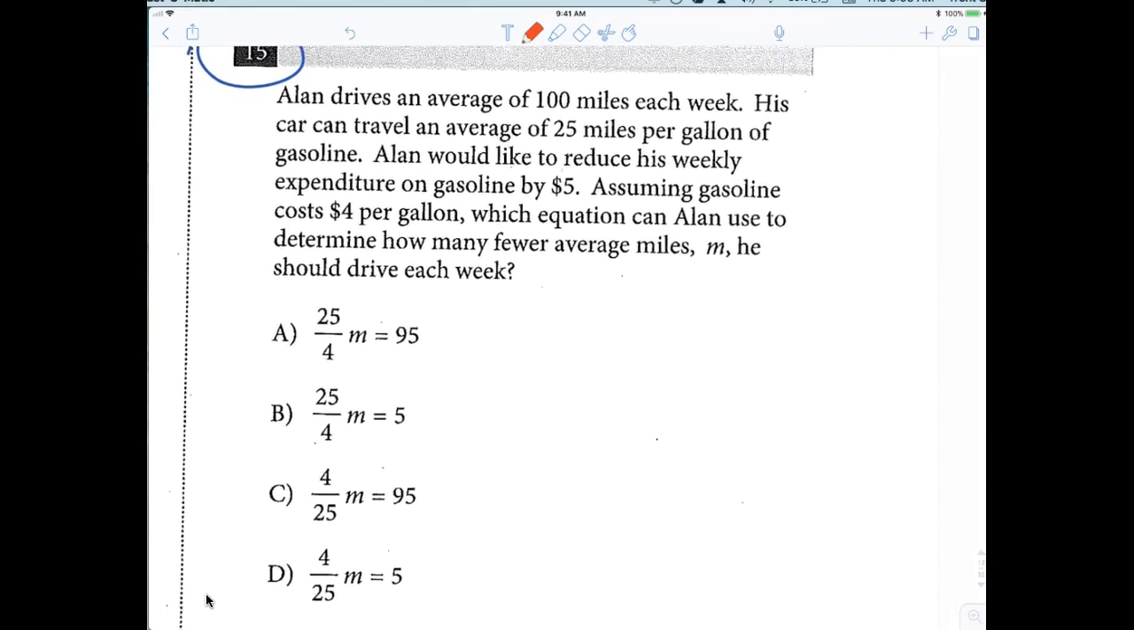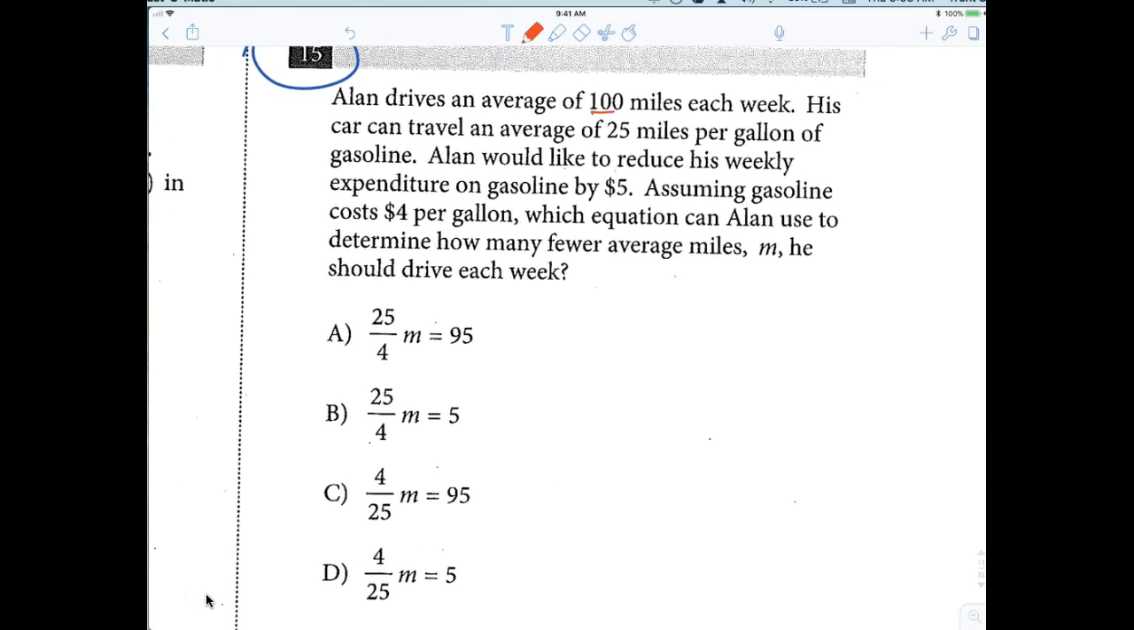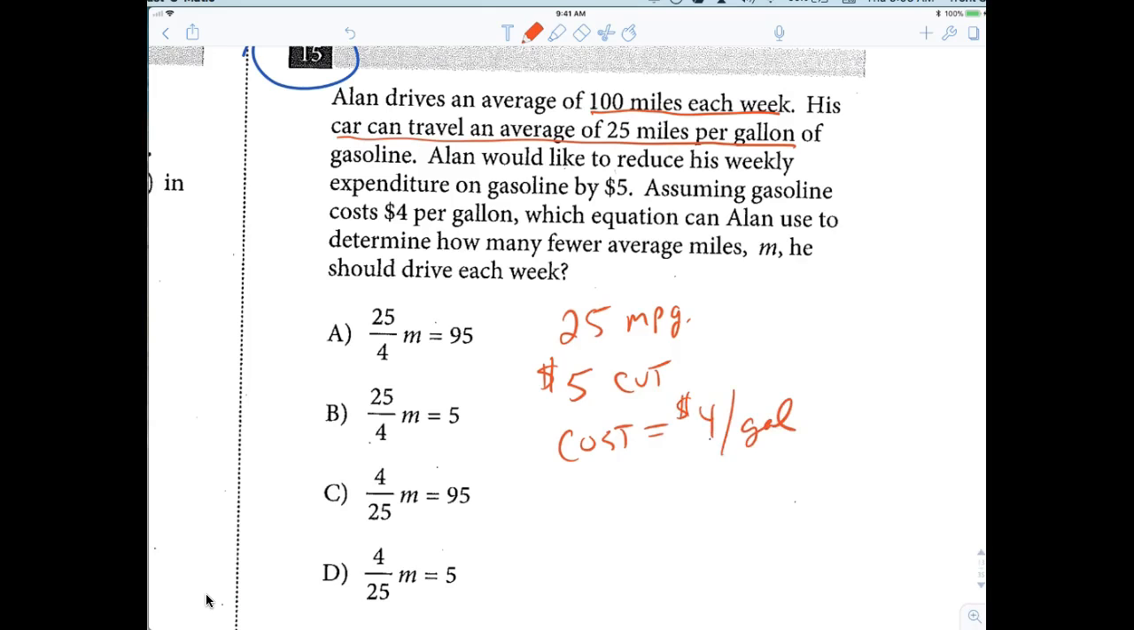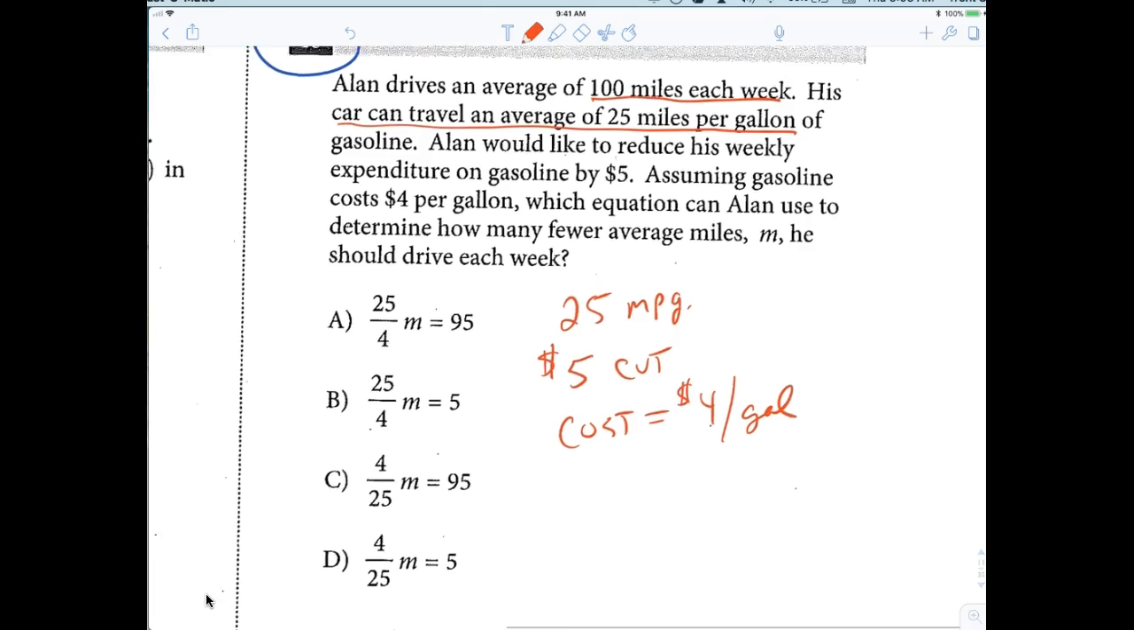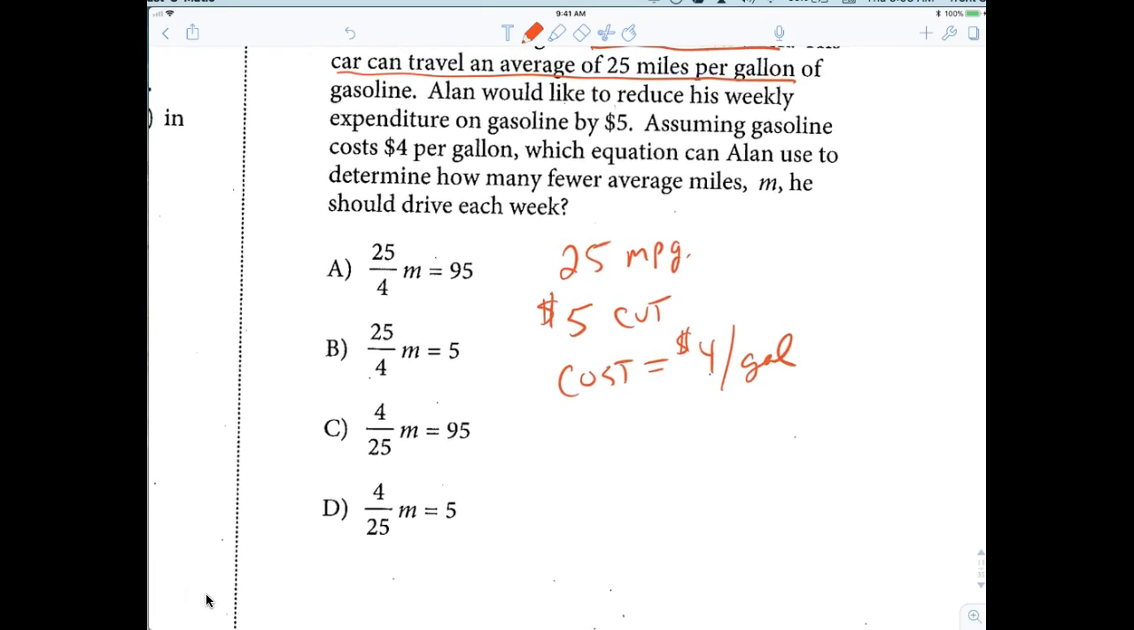It says Alan drives an average of 100 miles each week. His car can travel at 25 miles per gallon. So he gets 25 miles per gallon. And Alan would like to reduce his weekly expenditure by $5. So he's got to cut $5 out of his budget. And the cost per gallon is equal to $4 per gallon. Which equation can Alan use to determine how many fewer average miles he should drive each week?